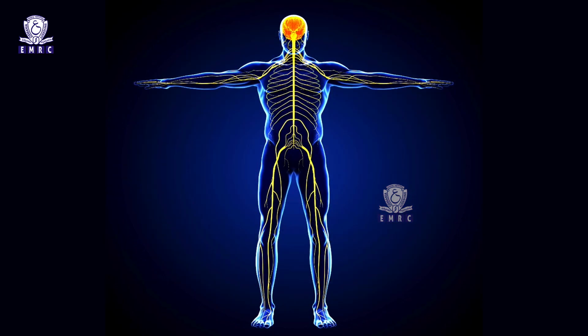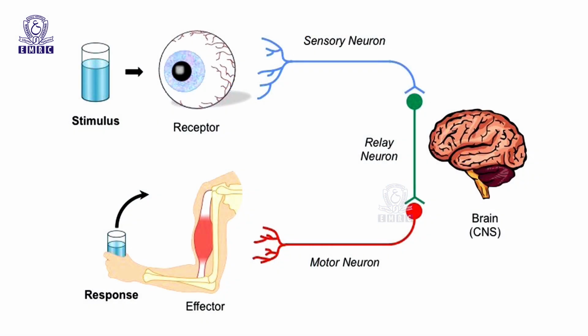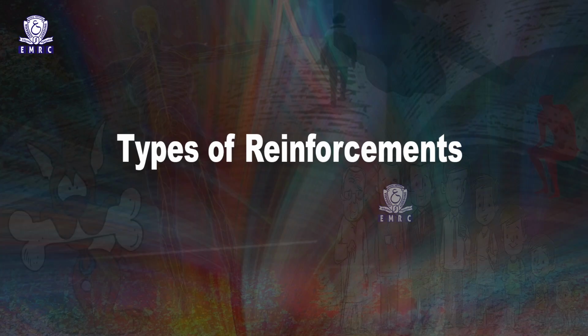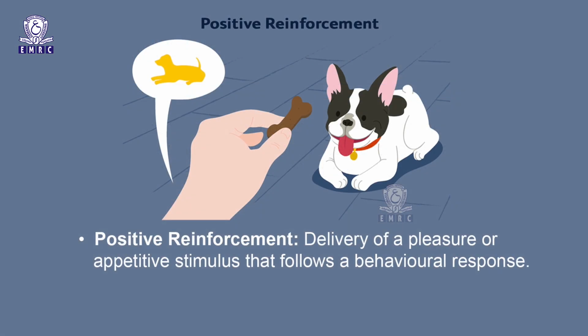When a response is followed by reinforcement, it is said to be a neural mechanism which connects a particular response to a particular stimulus. So, now let us discuss the various types of reinforcements. Reinforcement is the process whereby the delivery of an appetitive stimulus or the removal of an aversive stimulus increases the probability of a behavior. So, what is positive reinforcement?